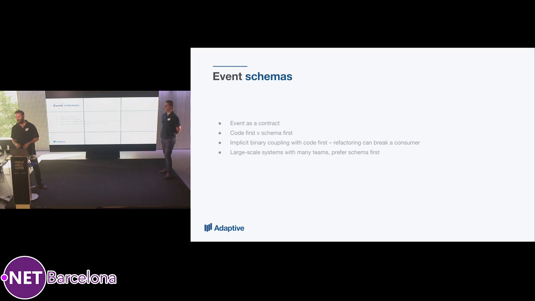So in that way, even though you don't have any physical binary coupling, you have an implicit binary coupling. So if you have a very large system, it's definitely worth having a schema-first design. We've definitely found that useful in our project.